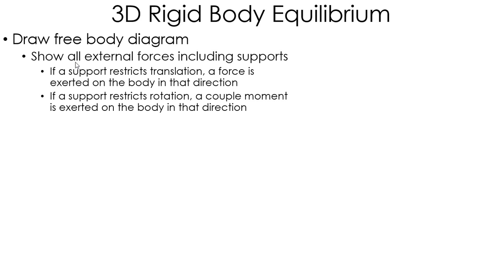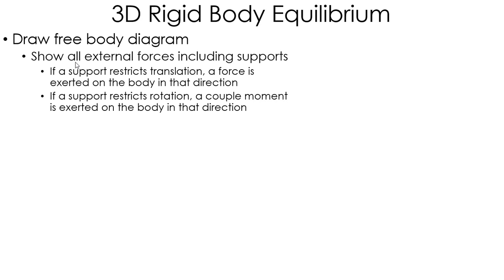Okay, for 3D rigid body equilibrium, there's really not a whole lot new, just an extra layer of complexity having 3 dimensions. The procedure is exactly the same in that you draw a free body diagram. Remember, you've got to include all of your external forces as well as all of any supports that you have. And in dealing with the supports, remember that if it restricts translation in a certain direction, then there's got to be a force in that direction, keeping it from moving in that direction.